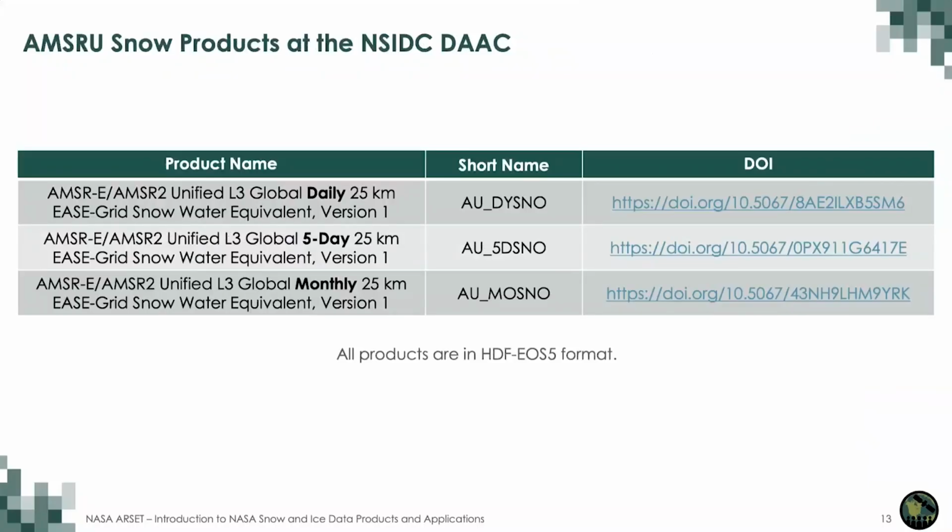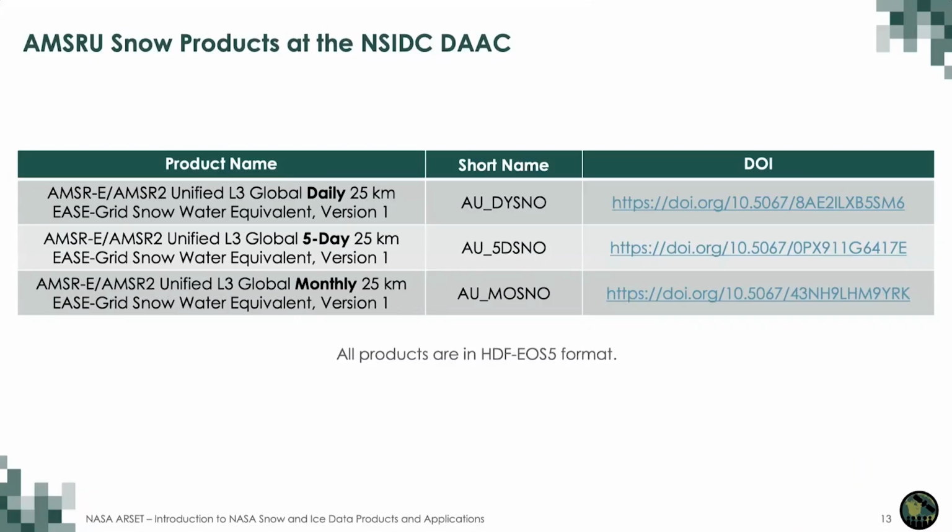So the AMSR snow products that we have at the NSIDC DAAC, there are 3 products. There's a daily product, updated every day, and that does leave gaps because the satellite coverage is not complete globally, particularly at lower latitudes. You will not get data every day. So a 5-day composite product fills in and you get complete data, but over a 5-day interval. And then a monthly average is also produced as a convenience, like for a climatology.